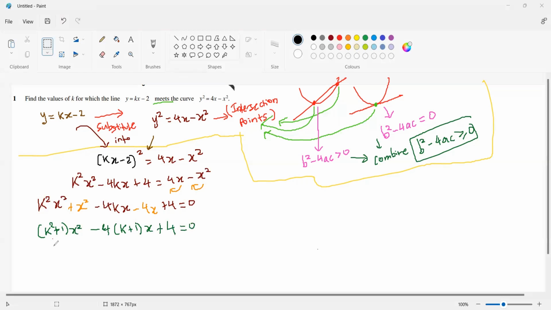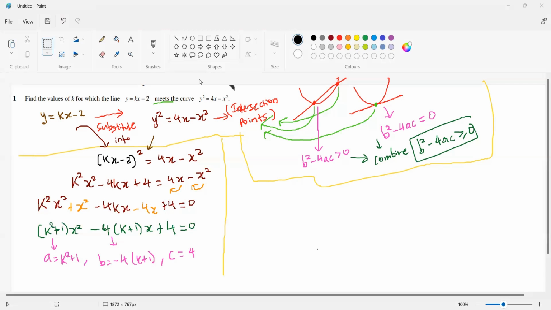From here now, we can deduce that a is the coefficient of the leading term x squared. So a is k squared plus 1. b is the coefficient of x with the sign, so minus 4 times k plus 1. Either you can put it like this, the factored form, or multiply out, it doesn't matter. c is 4.